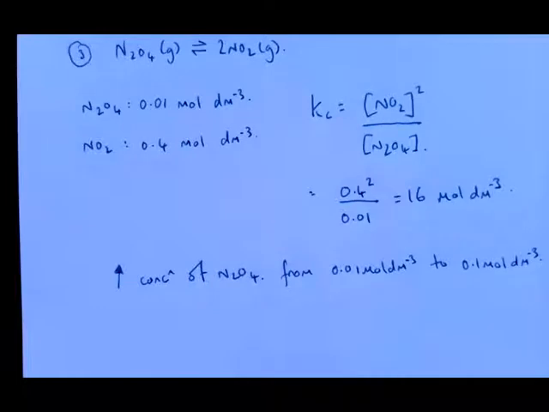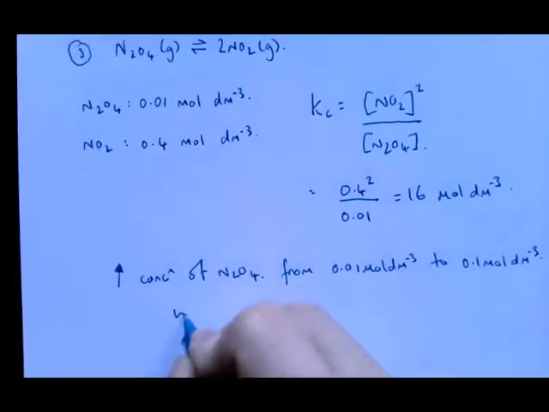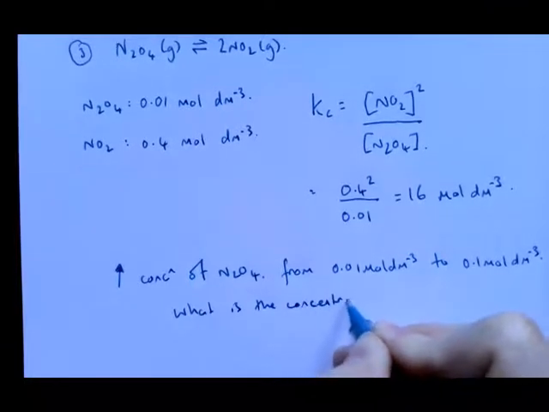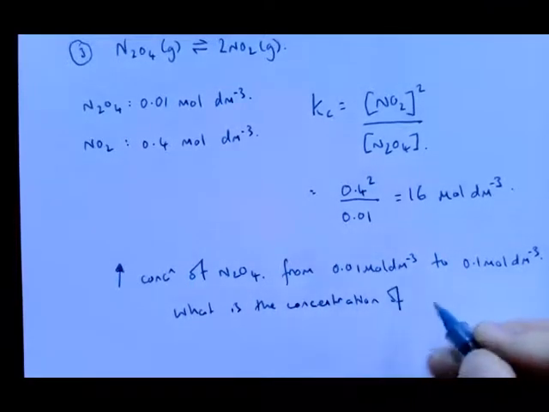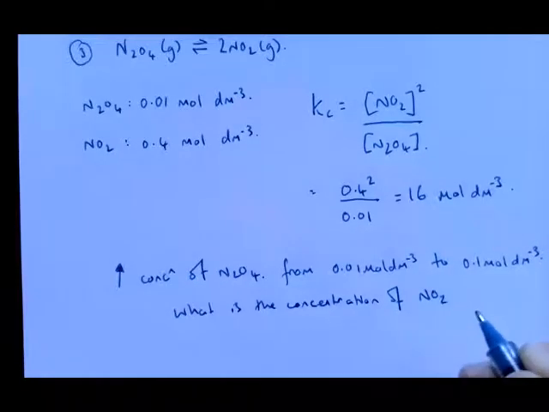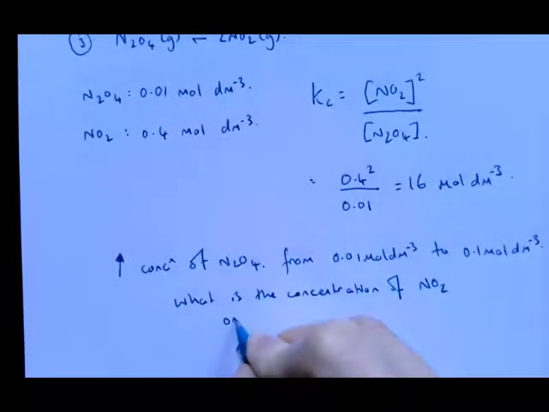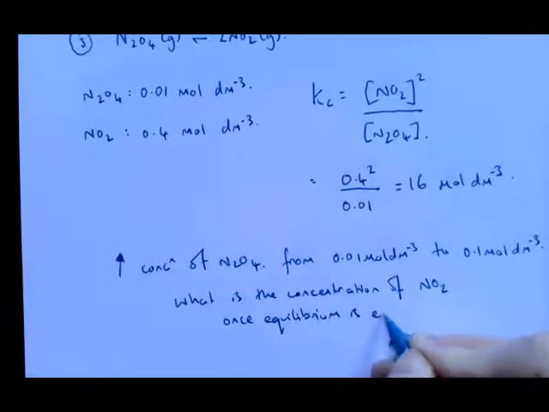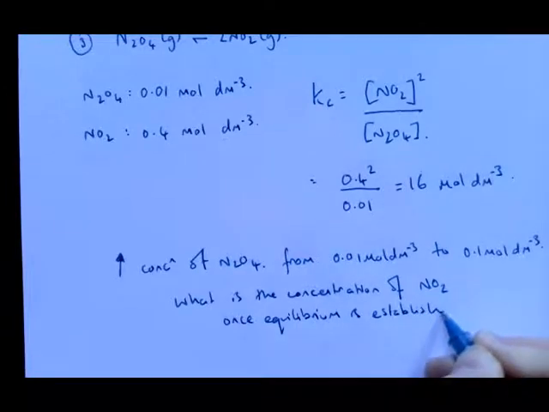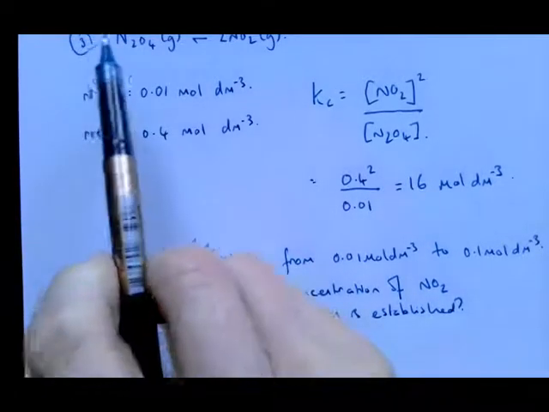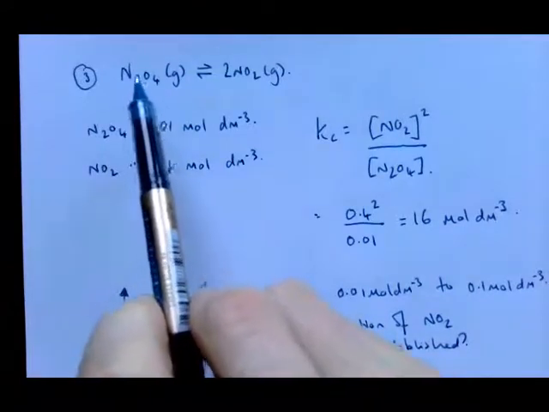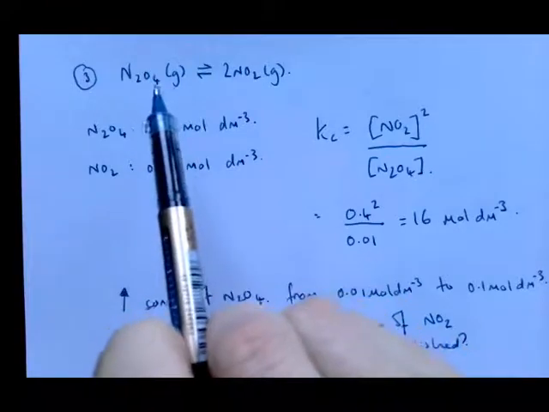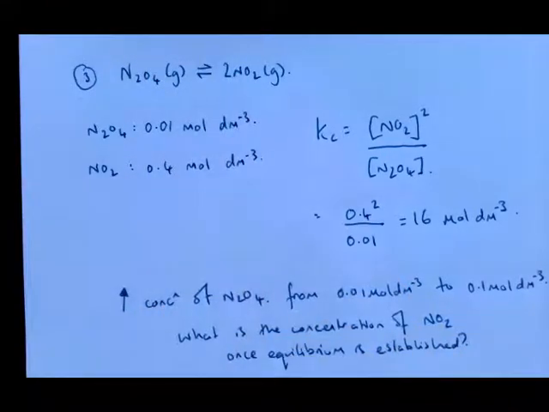All right, so what is the concentration of NO2 once equilibrium is established? Because obviously if I change one of these quantities, if I change the concentration of this, it's no longer in equilibrium, so you have to wait for it to get to equilibrium, and then we can work out what the concentration of NO2 is going to be.